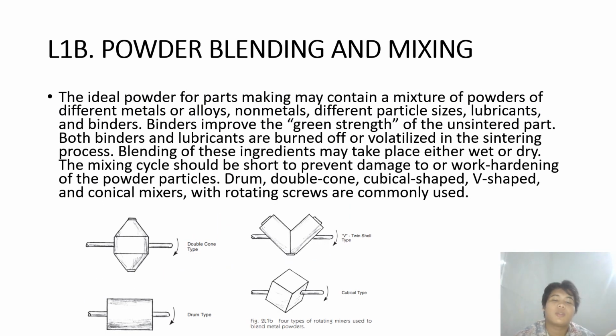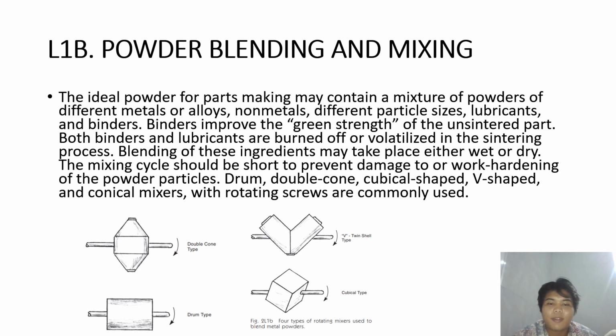Now we're gonna talk about powder blending or mixing. Like we talked before, the ideal powder for parts making may contain a mixture of powders of different metals or alloys, non-metals, different particle sizes, lubricants, and binders. Binders improve the green strength, the strength of the unsintered part. Both binders and lubricants are burned off or volatilized. Volatilized is like when you pour in casting, it's gonna produce bubbles. After the volatilization, you need to burn it to make a clean surface.